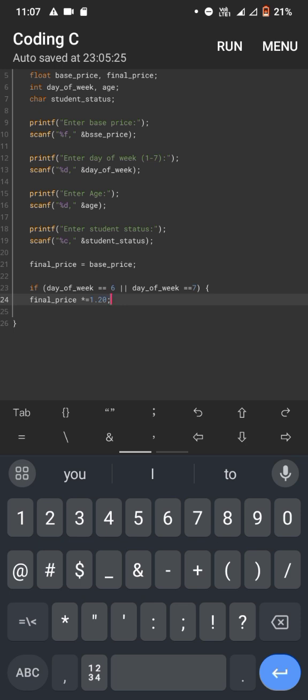So this is a price calculation. The weekend price adjustment: if the day of week is 6 or 7, the price is increased by 20%. This is done by multiplying the final price by 1.20.